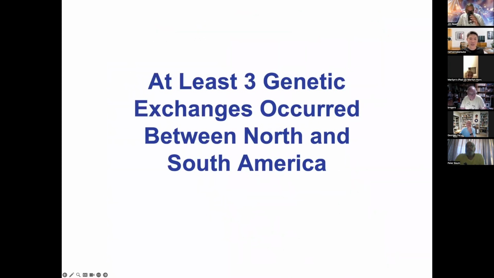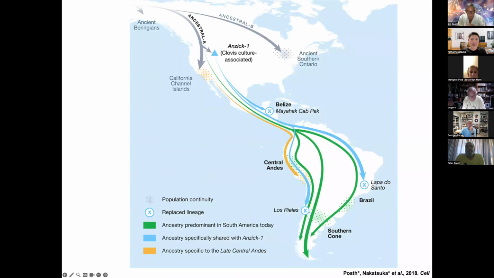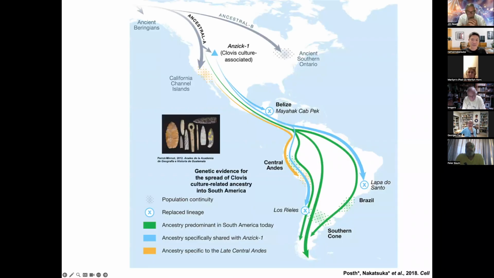One way to do this is to use various statistical tests to test for heterogeneity of the ancestry of the South Americans relative to North Americans. Using that, we found that at least 3 different genetic exchanges occurred between North and South America. One of the key findings is that ancestry related to this Anzick 1 Clovis culture individual started arriving very early on in South America. It's not necessarily that the Clovis culture itself went down there, but ancestry related to the Clovis culture is coming down into South America in the earliest individuals, up to 11,000 years old and to 9,000 years old.